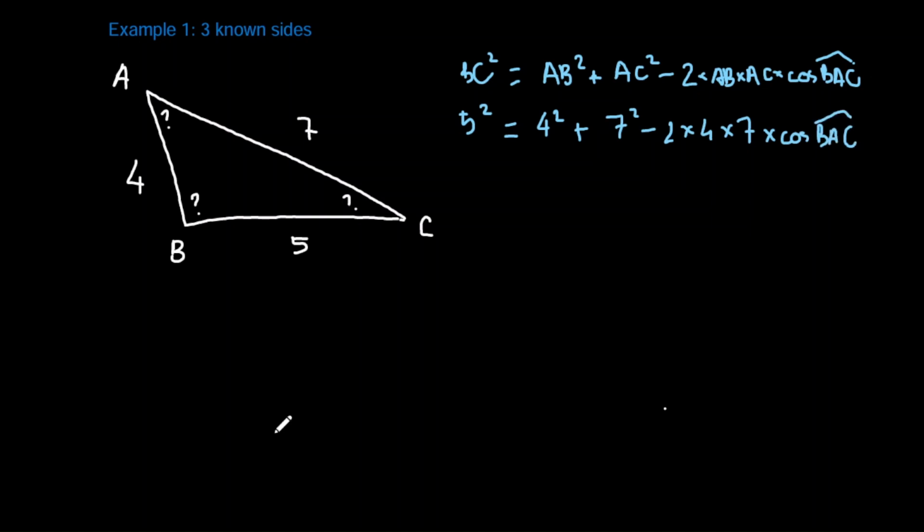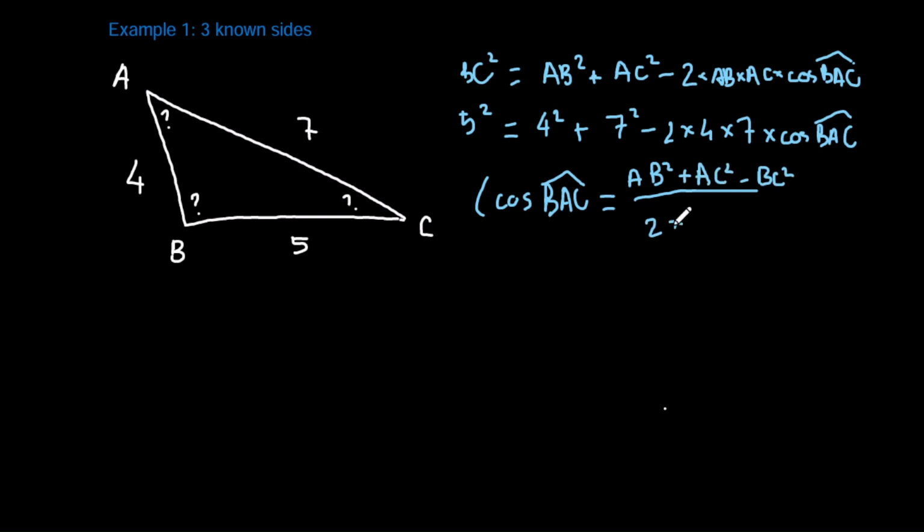There's actually a version of the cos rule in the data booklet where the angle is the subject. You can use that version too. Either way, your answer should be that angle BAC is equal to 44.4 degrees to 1 decimal place. You can continue applying the cos rule for the remaining two angles, or try out the sine rule.